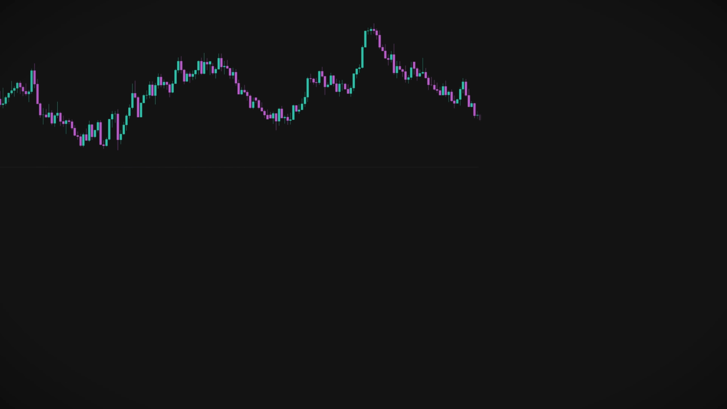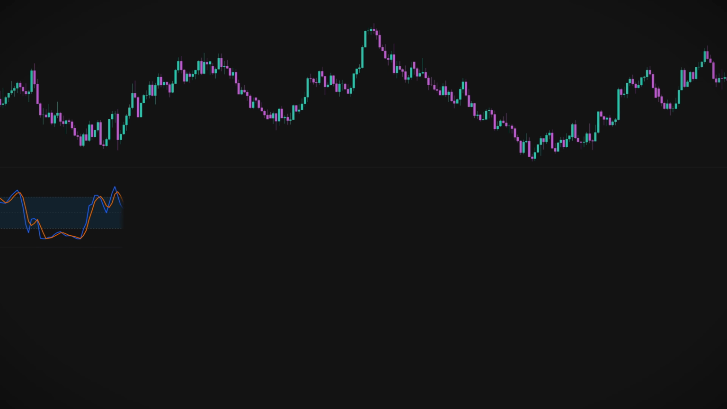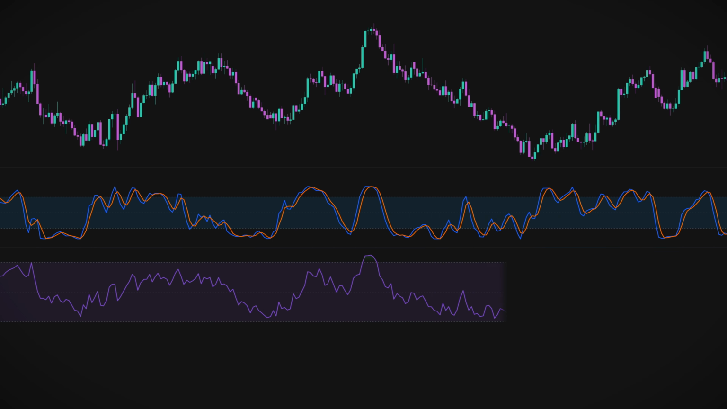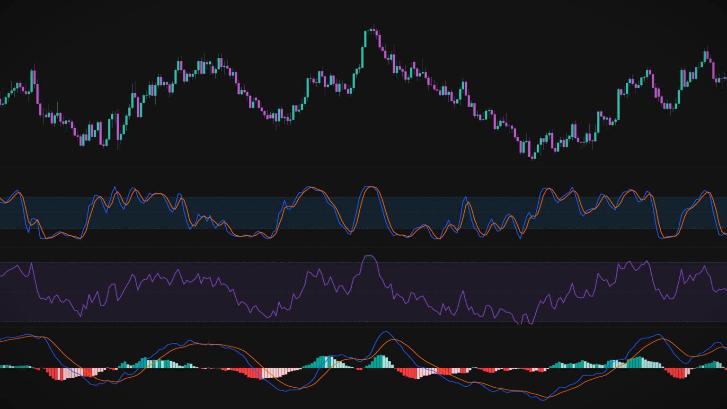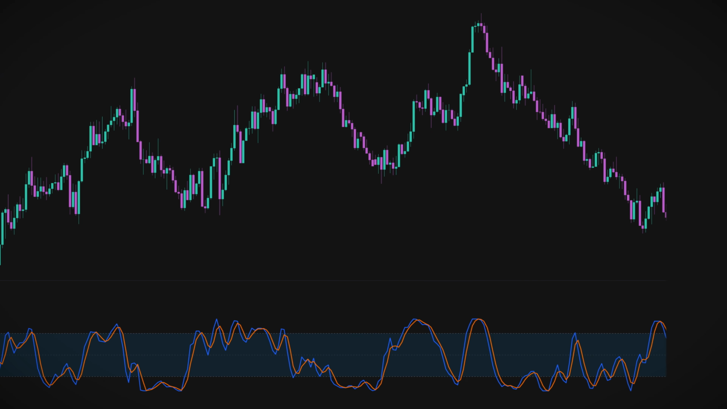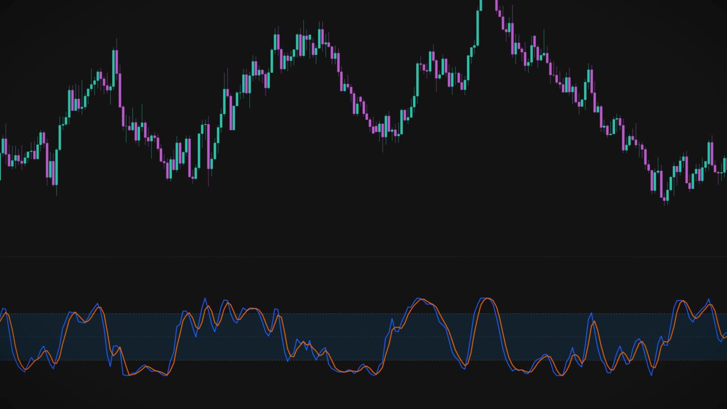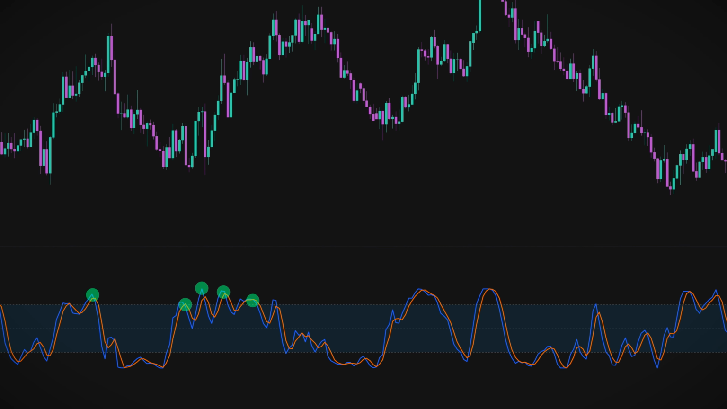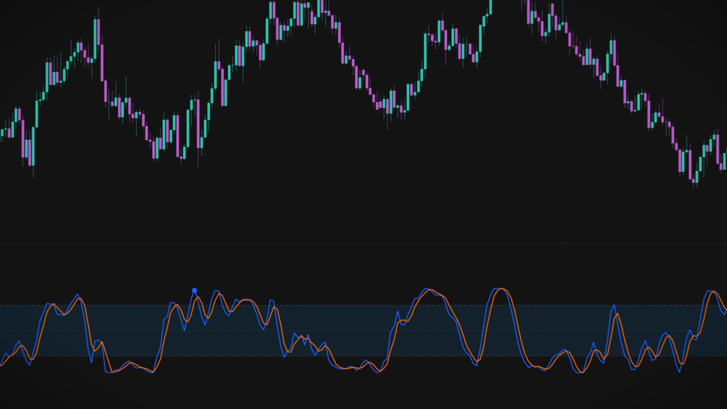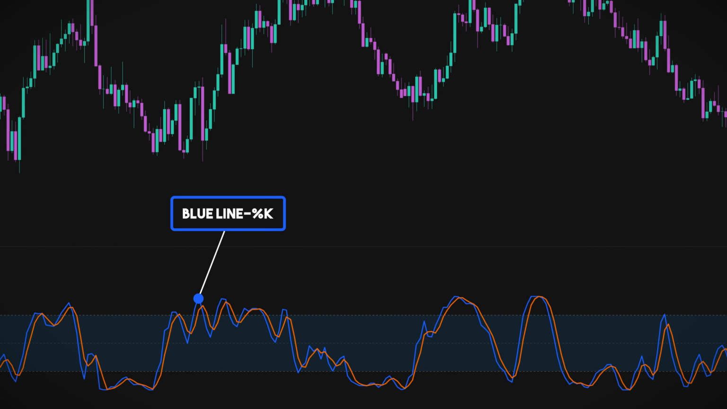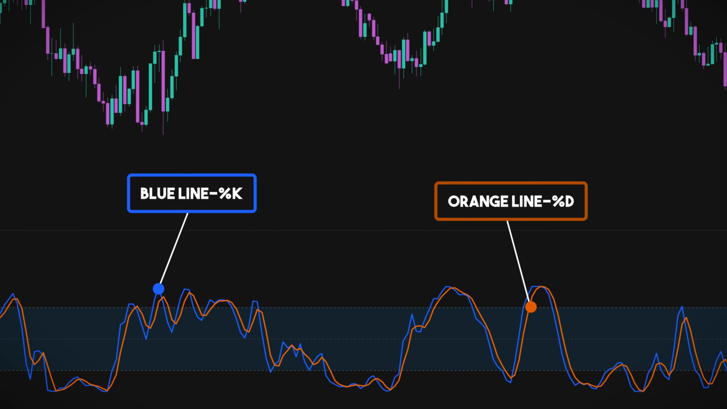Now let's get into my favorite strategy. This strategy uses 3 indicators: the stochastic, RSI, and MACD. We begin with the stochastic RSI, which provides the primary signal for trade entries. This tool is simple yet powerful, as it identifies overbought and oversold conditions in the market. It has 2 lines, a blue line called %K and an orange line called %D.